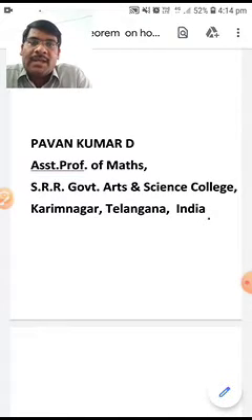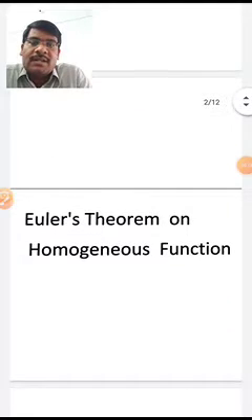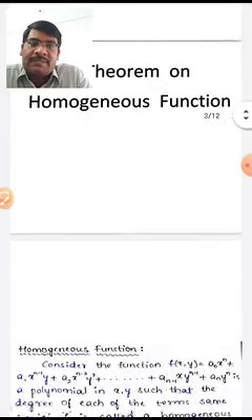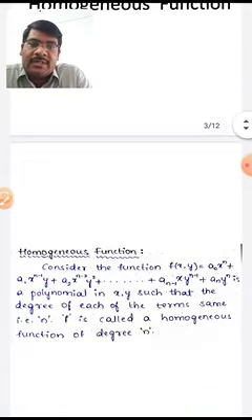Now I am introducing the topic of Euler's theorem on homogeneous functions. Before going to Euler's theorem, we have to know the homogeneous function. Here, a function of one or more variables.